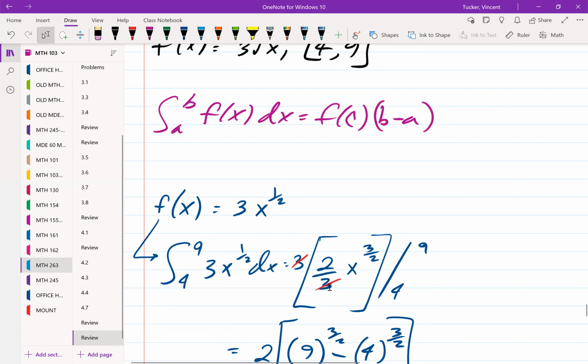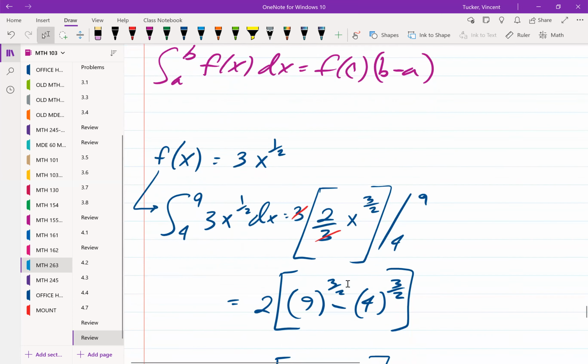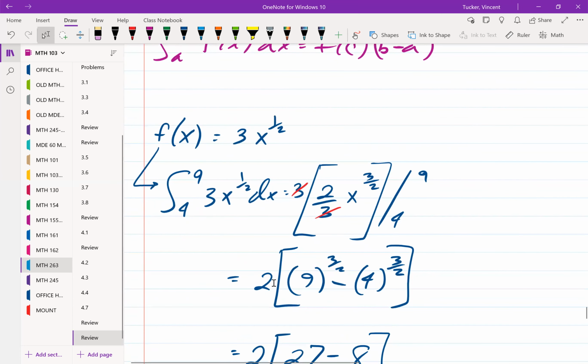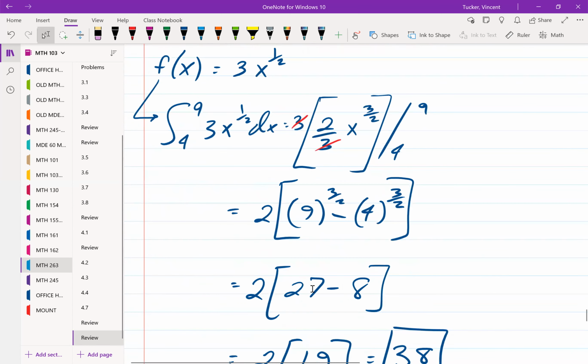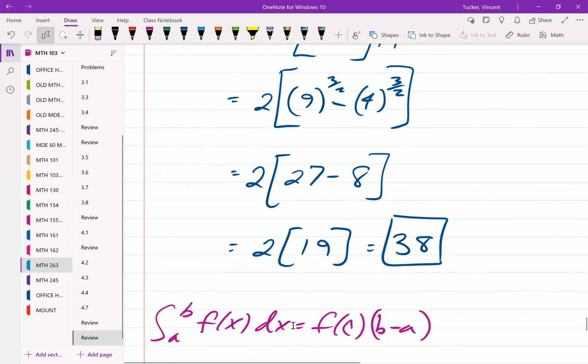All right. So now these 3's out here can cancel, 3 in the denominator, 3 in the numerator. And then I'm plugging in 9 for x. So I brought the 2 to the outside. And then I'm plugging in 9 for x. So 9 to the 3/2 power minus 4 to the 3/2 power. 9 to the 3/2 power reduces to 27. So that's the square root of 9, which is 3. 3 cubed is 27. And the square root of 4 is 2. 2 cubed is 8. 27 minus 8 is 19. And 2 times 19 is 38. Okay, so now we have 38.